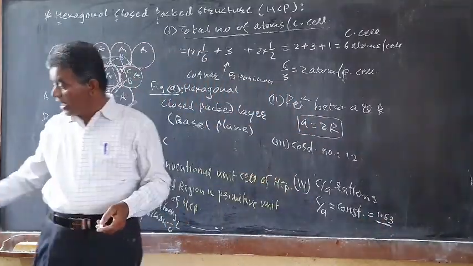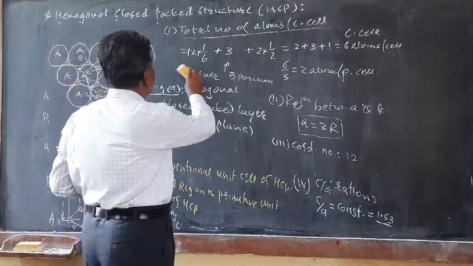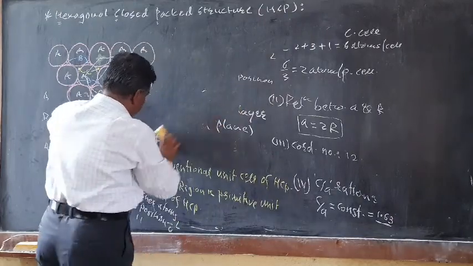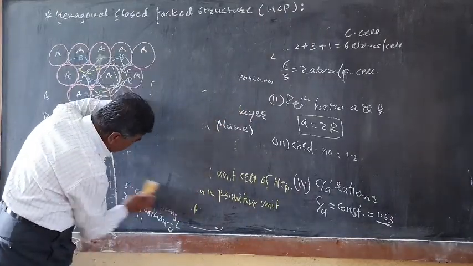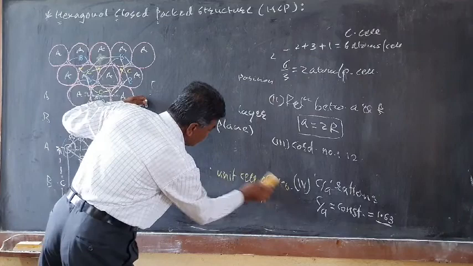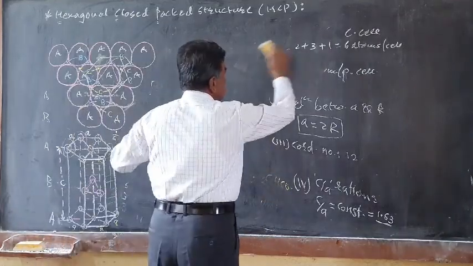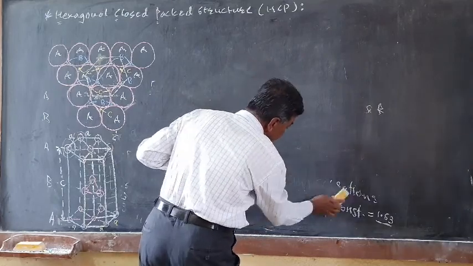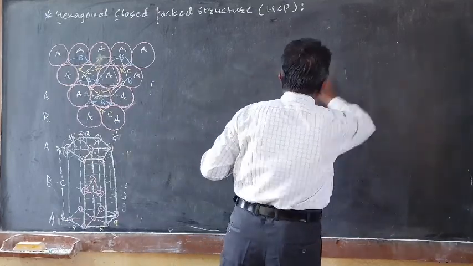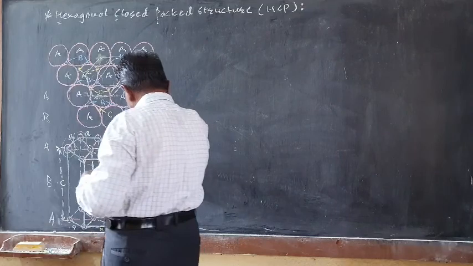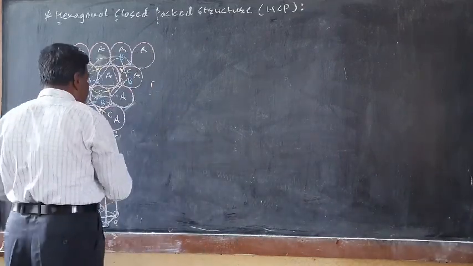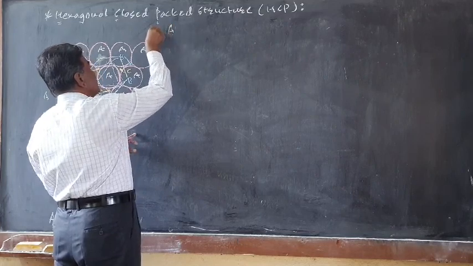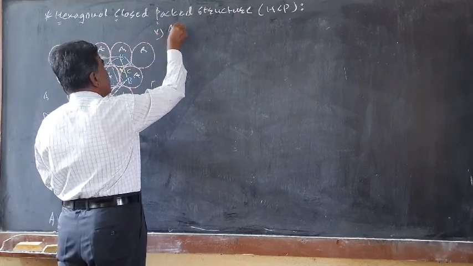Now we have to calculate the atomic packing factor. In order to calculate the atomic packing factor, the definition is that atomic packing factor is the ratio of the volume of atoms per unit cell to the volume of the unit cell itself. So first of all we will calculate the volume of the unit cell. The last factor, that is the fifth factor, is the atomic packing factor.